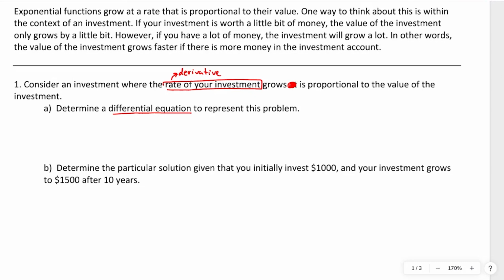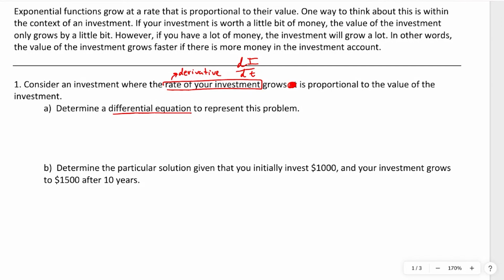And we are going to have to declare some variables here. So let's call the investment capital I, which makes sense for investment, and let's let the time that we're measuring the value of this investment over be t. So if that's the case, then the rate of the investment's growth is dI over dt, the rate of the value of the investment with respect to time.